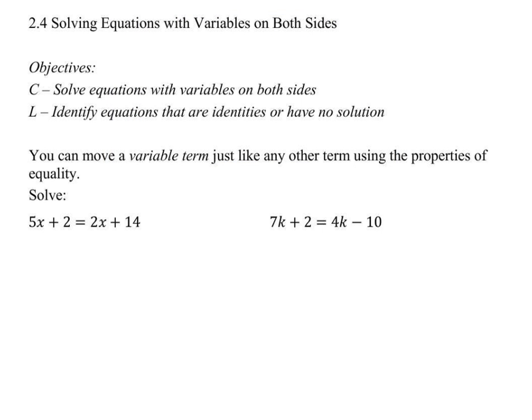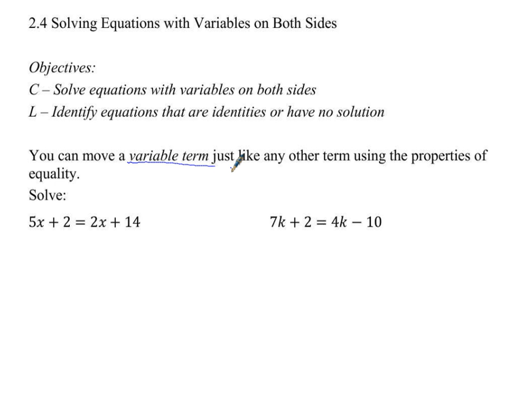Section 4 in Chapter 2 ties together all three of the sections that we've done so far: solving equations with variables on both sides of the equal sign. That means you're going to be moving variable terms as well as constant terms, just numbers. Remember the goal: you want to get all the x on one side and the number on the other side. So you can move a variable term just like any other term using the properties of equality. We haven't done that yet. We're going to do it today.